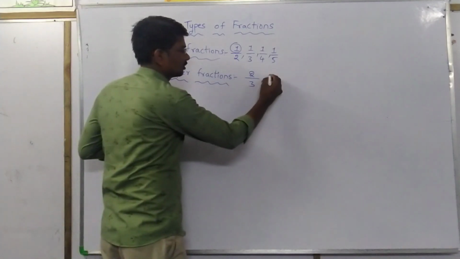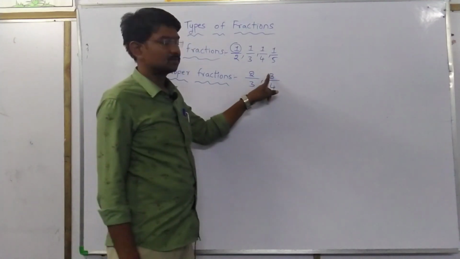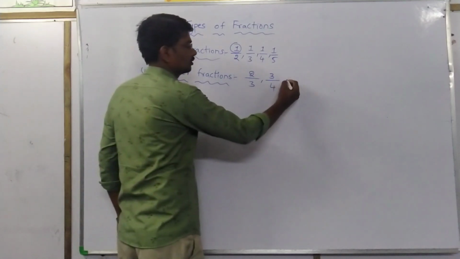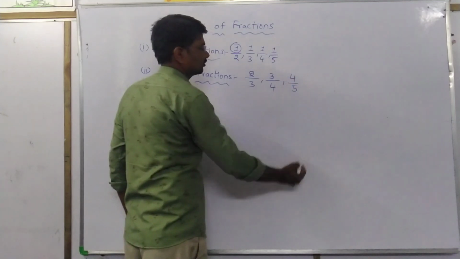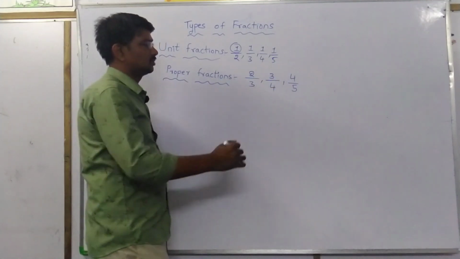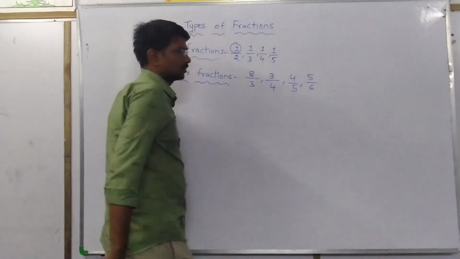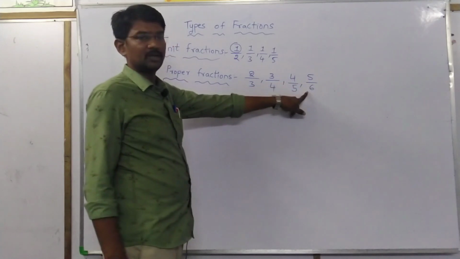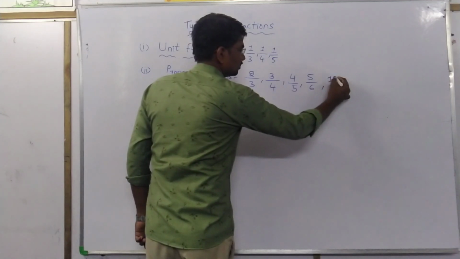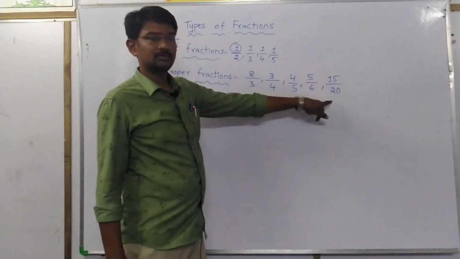Next, 3 by 4. Numerator small, denominator big. 4 by 5. Numerator is smaller than its denominator. 5 by 6. Numerator small, denominator big. 15 by 20. Numerator small, denominator big.